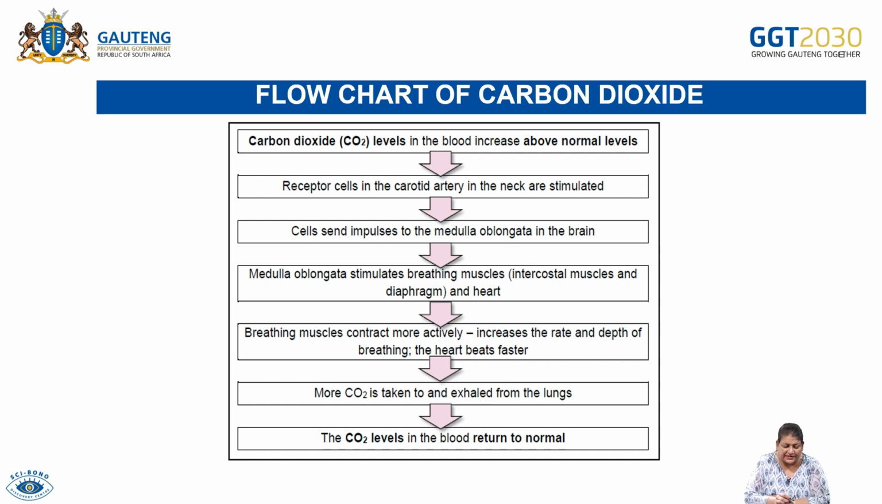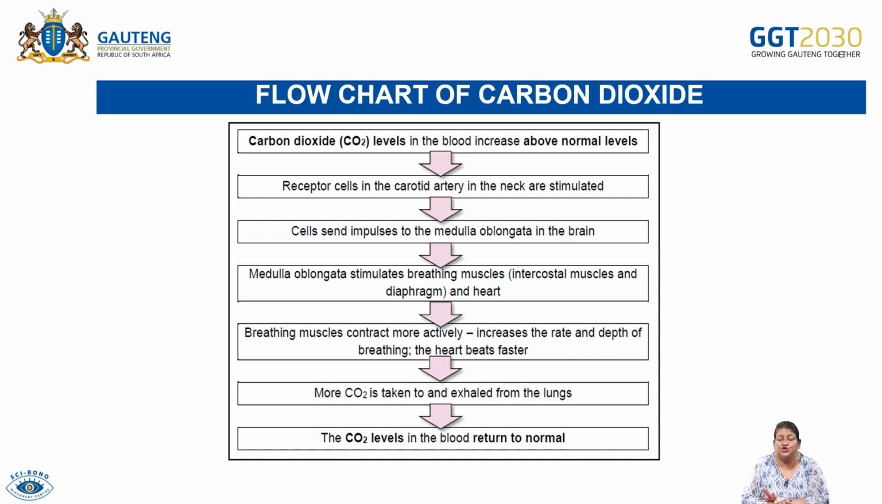Now, that carotid artery in the neck will send a nerve impulse to the medulla oblongata in the brain, which is just above the spinal cord. This medulla oblongata will be stimulated, and it sends an impulse to the breathing muscles, which is your intercostal muscles and your diaphragm and the heart.